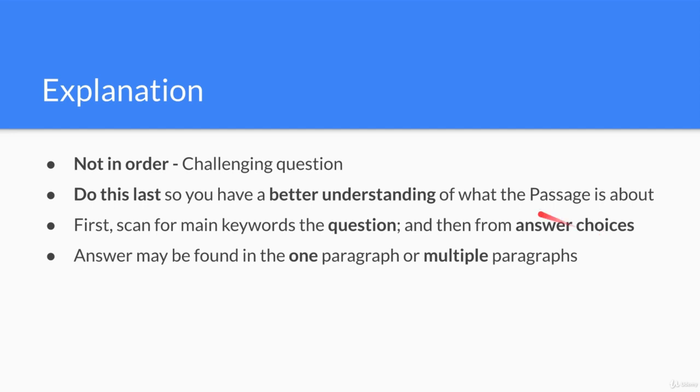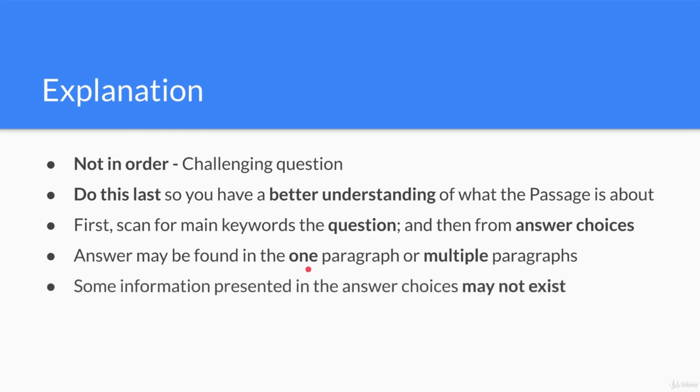Next, you need to know that the answer to the question may be found in one paragraph or in multiple paragraphs. Most of the times, you're going to be finding the answer to the question in multiple paragraphs. So for example, if there are 2 different answer choices, then you might find one answer choice in one paragraph and you might find the next answer choice in a completely different paragraph. Next, you need to know that some information that is presented in the answer choices may not exist. So the answer choice may talk about certain ideas that are not even mentioned in the reading passage.